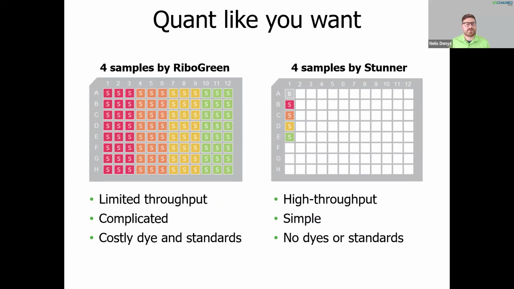So quant exactly like you want. Using RiboGreen to quantify your RNA means you'll need to lyse your particles, means you need to use 2 standard curves with costly standards. Basically, to measure 4 samples, you'll end up measuring 96, including all the standards and controls. While doing 4 samples on Stunner is simple. Dye and standard free, no lysis is needed. You'll get RNA concentration and all the rest, size, particle concentration, everything we just mentioned, on those 4 samples in less than 6 minutes.